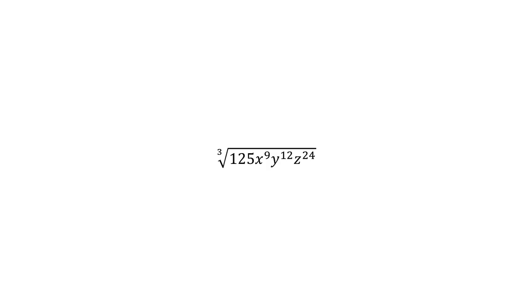Here I've got a cube root question, right? The little 3 here means you're dealing with a cube root. So you got 125 x to the 9th, y to the 12th, z to the 24. If you're really comfortable with this, you'll already know that a cube root means that you're slicing all these exponents into thirds, right? So instead of chopping them in half, it'll be dividing by 3.